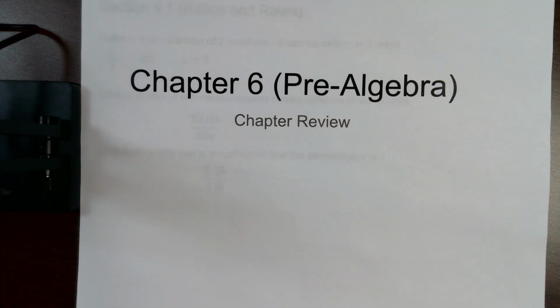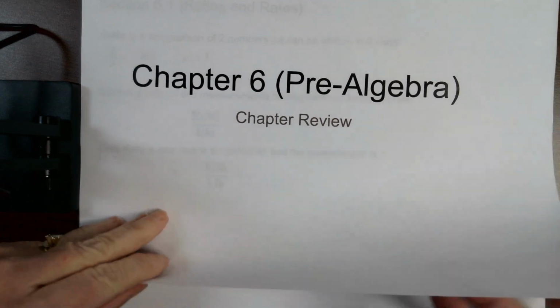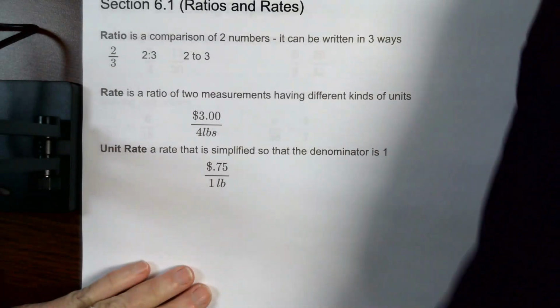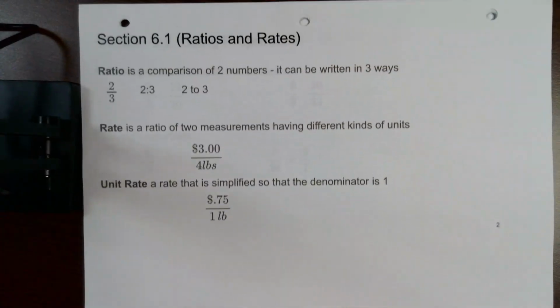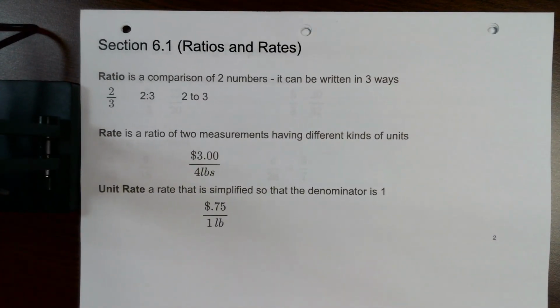This is the Chapter 6 review. So 6.1 has to do with ratios and rates. A ratio is a comparison of two numbers. It can be written in three different ways.